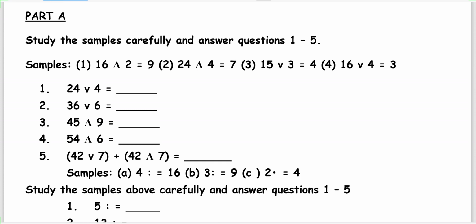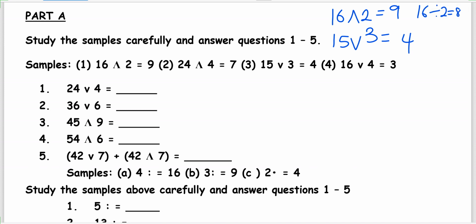It says 16, so equals to 9. Then I'll just pick the other one. 15 V3 equals to 4. Now if you look at the first one properly, it's like saying 16 divided by 2, then that is 8, then you add 1 to your answer. So that's why you get this. That means divide, then add 1.